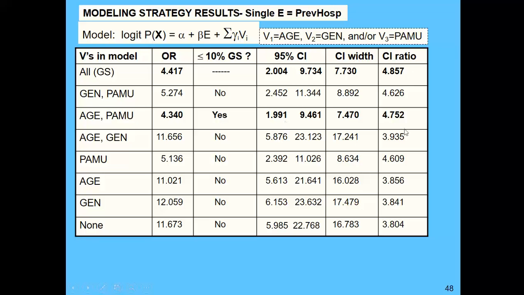This gives you two numbers. You notice which one, if I'm using this measure, which one is more precise? This one is smaller. Whichever one is smaller is more precise.